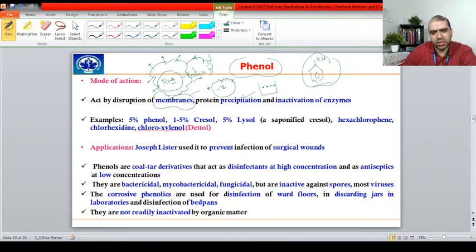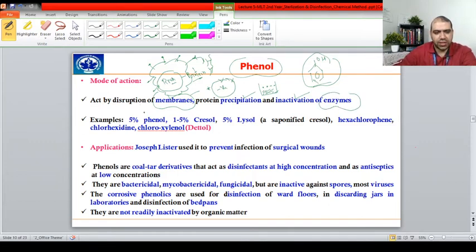It means if you put protein inside, the rest of the things will remain there, but proteins will precipitate, and you can easily observe that they will be out of the water, so they will not work again. It also inactivates the enzymes which are used by the microbes for their day-to-day life.